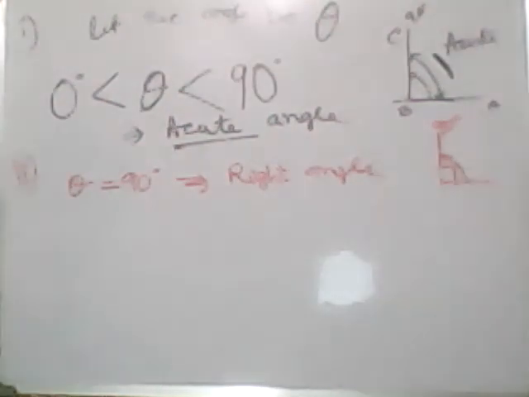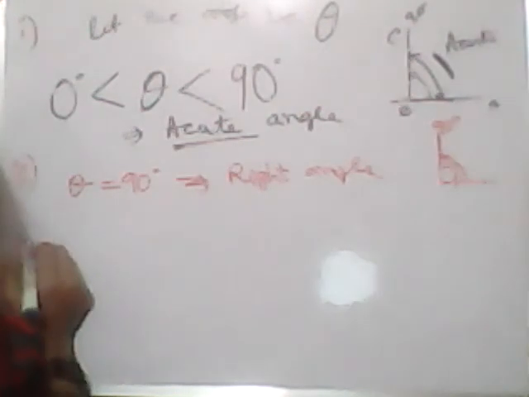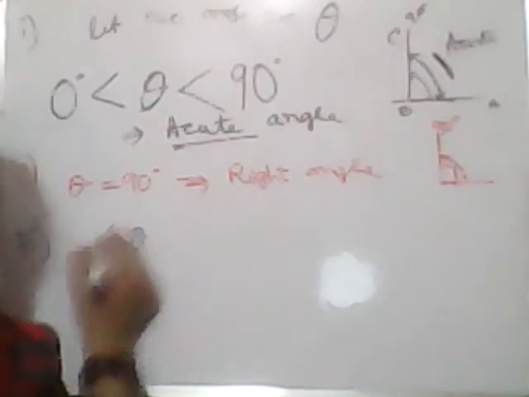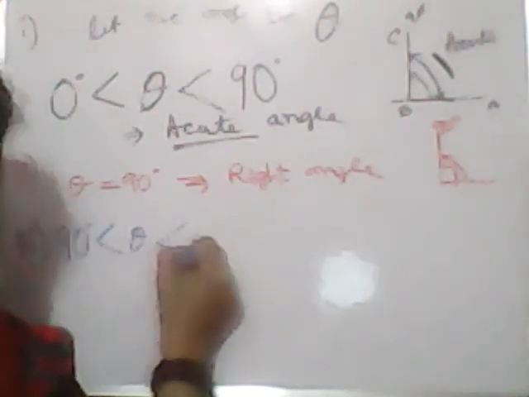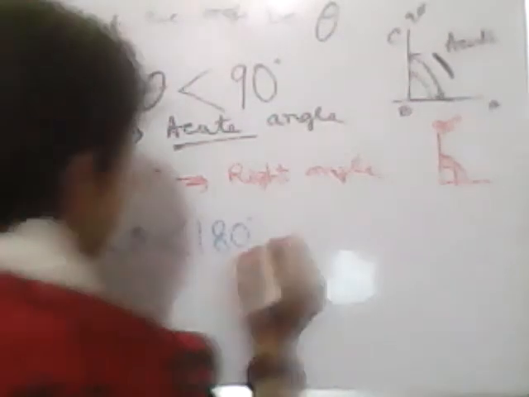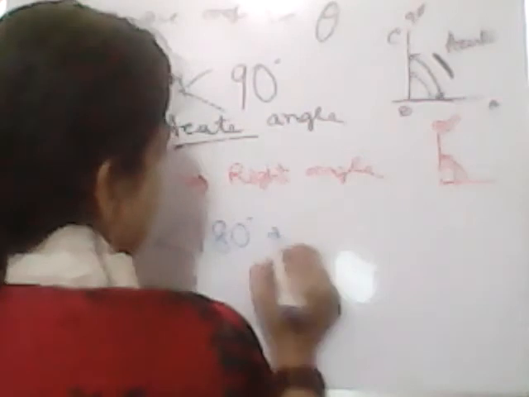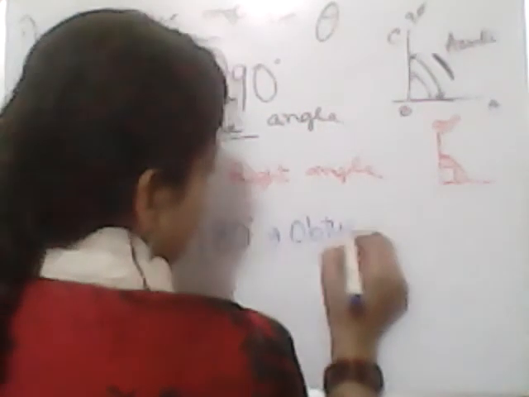And when theta is greater than 90 degrees but less than 180 degrees, it is called an obtuse angle. The picture will be like this: points A, B, C, D, and this is 90 degrees, and this is 180 degrees. So the angle theta will be in this region, greater than 90 degrees and less than 180 degrees. That is called an obtuse angle.